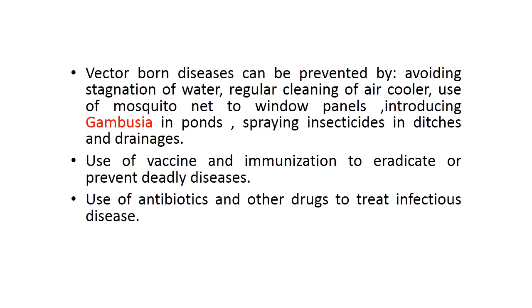Then one of the important measures is introducing fishes like gambusia. Gambusia is a special variety of fish. It can be introduced into natural water bodies like ponds and pools for avoiding the breeding of mosquitoes, because it will feed on the mosquito larvae, so that it will stop the multiplication of mosquitoes in natural water bodies. Then one more area is ditches and drainage areas. These areas also act as breeding places for mosquitoes. So by periodic spraying of insecticides, we can somehow prevent the multiplication of the mosquito vector.